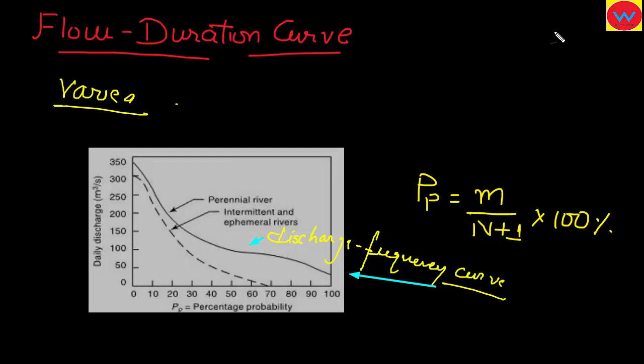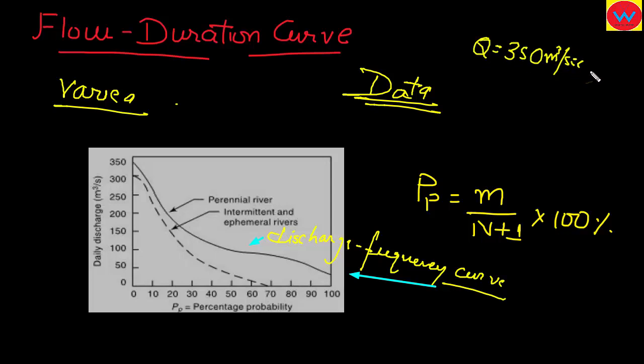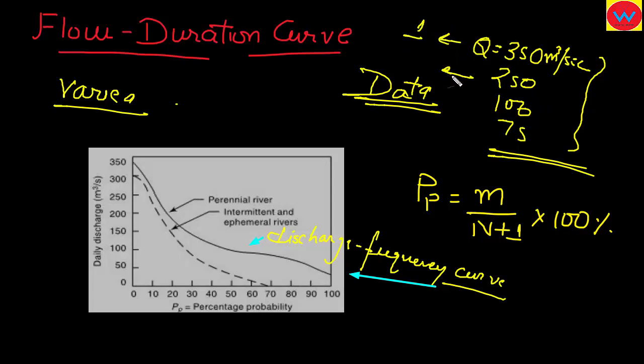So first of all, the stream flow data set is arranged in descending order. For example, the value of discharge Q is 350 meter cube per second, and then it has 250, then 100, then 75. So this data is arranged in descending order, and then the data sets are given their order number. For example, this is order number 1, this is order number 2, 3, 4, and similarly like this.